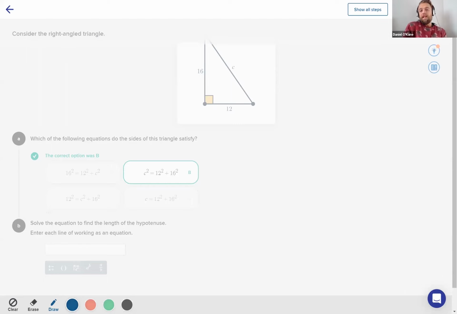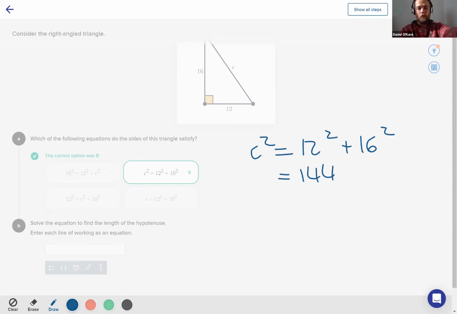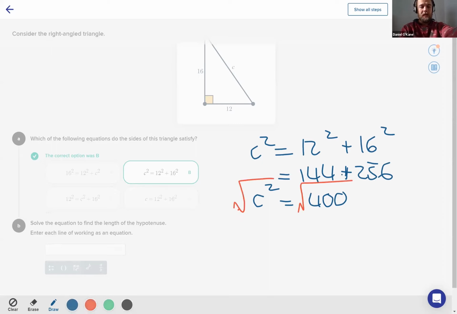If you need to, you can do the working out, okay? So you can do C squared is equal to 12 squared plus 16 squared, which would be 144 plus 256. These numbers add to 400. Okay, so if C squared is 400, you can take the square root of both sides, okay, to get that C is equal to 20, okay?